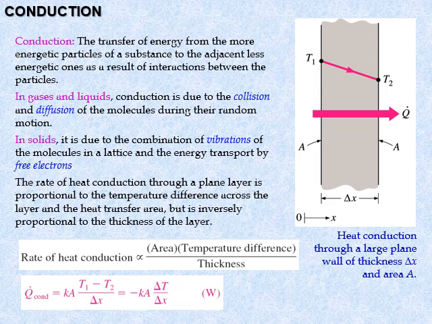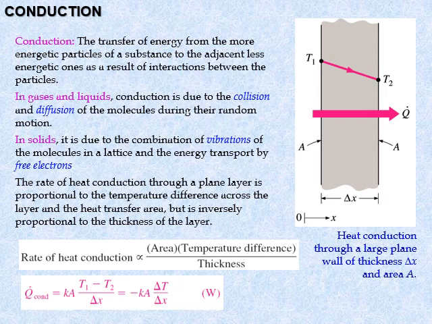So conduction happens at the contact of these gases and liquids. In a solid, it is due to the combination of vibration of molecules in the lattice and the energy transport by free electrons. As we all know, a solid is closely bound, so it does not have randomly distributed molecules. It depends on the vibration from the temperature and also on the free electrons in the material.